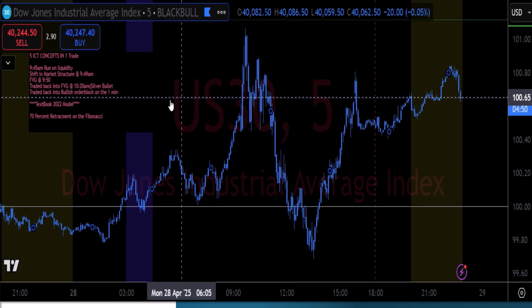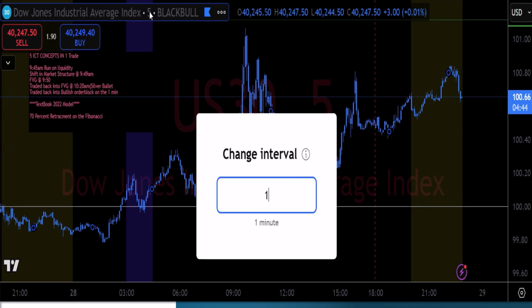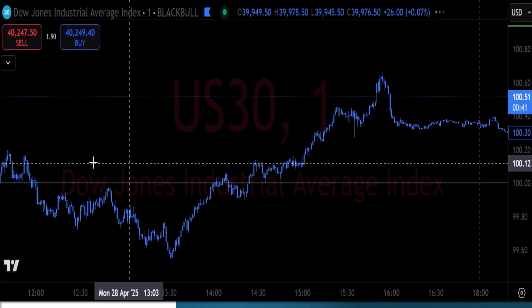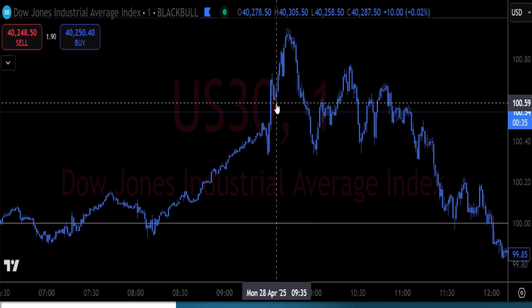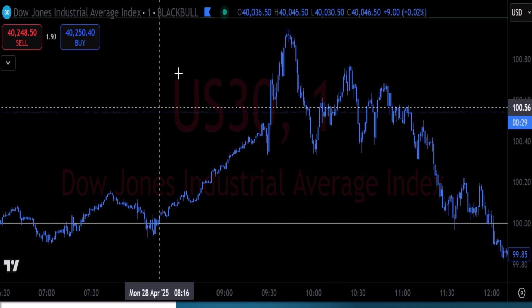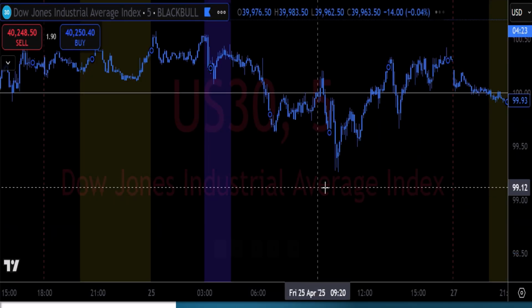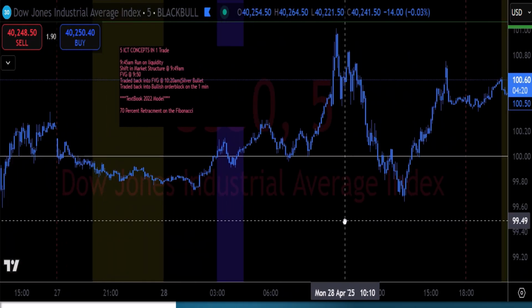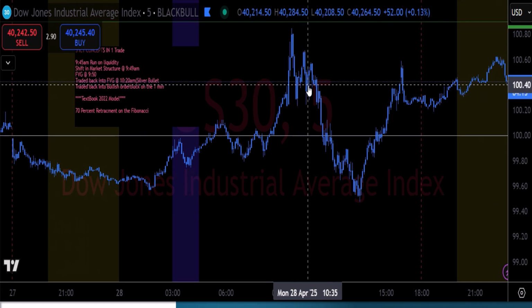Now, on the 1 minute, we also traded back into a bullish order block. You see that bullish order block right there? Those consecutive down close candles are an order block, and we traded back into that. Let's go back to the 5 minute. As you can see, this is the classic textbook 2022 model for those of you who are familiar with these concepts. I'm just condensing it into short form.